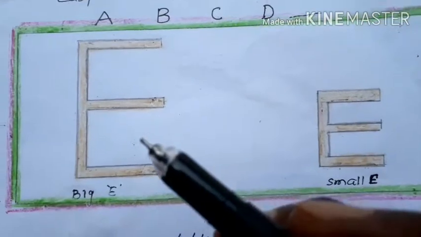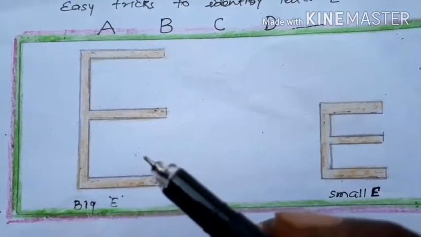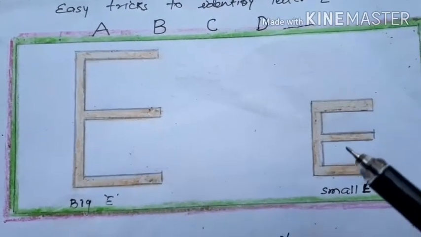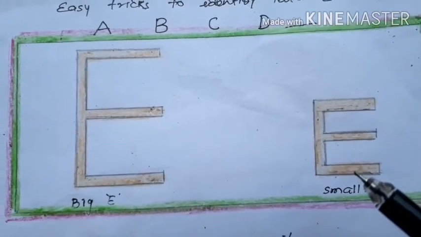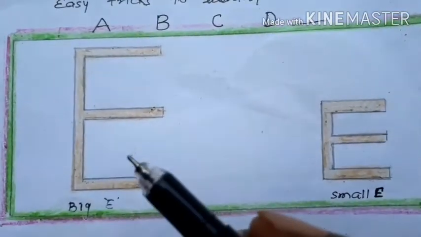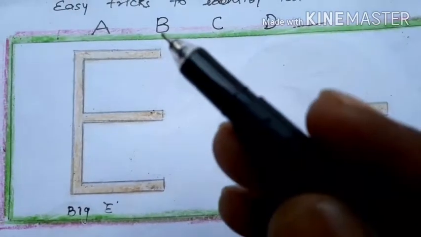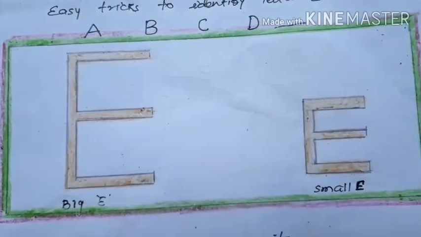Now you look here. First, big E. Second, small e. Now by this picture we can learn, children, big E, small e.